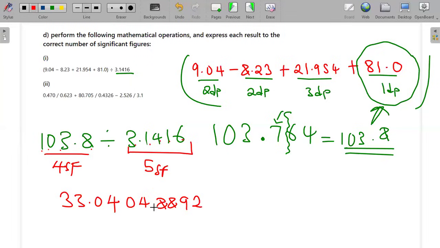So we said the final answer should have the same number of significant figures as the one that had the least number of significant figures. So this guy here had 4. So it means my final answer should also have 4. So my final answer here will just be 3.04. That will be my final answer because it has 4 significant figures as well. All right, so any questions there, guys? Any questions that you have?